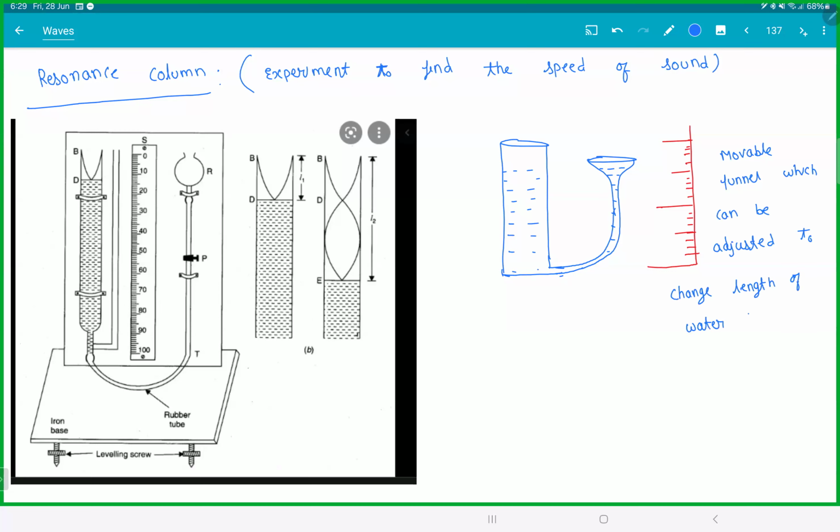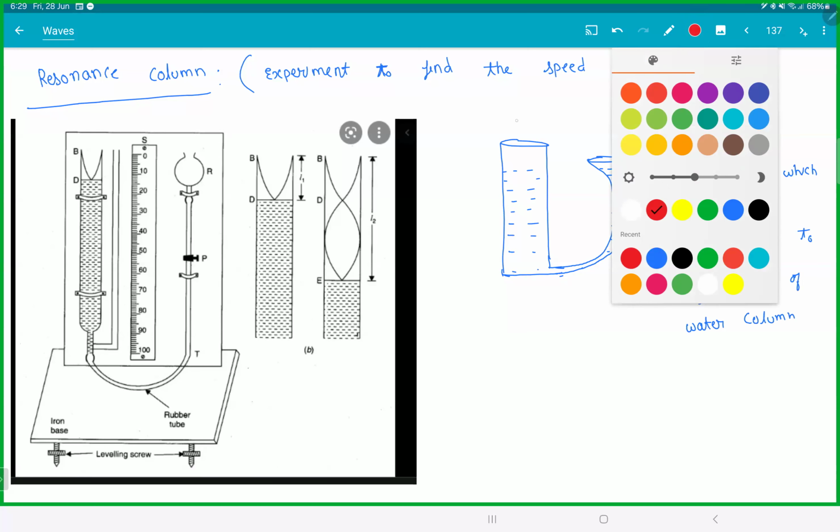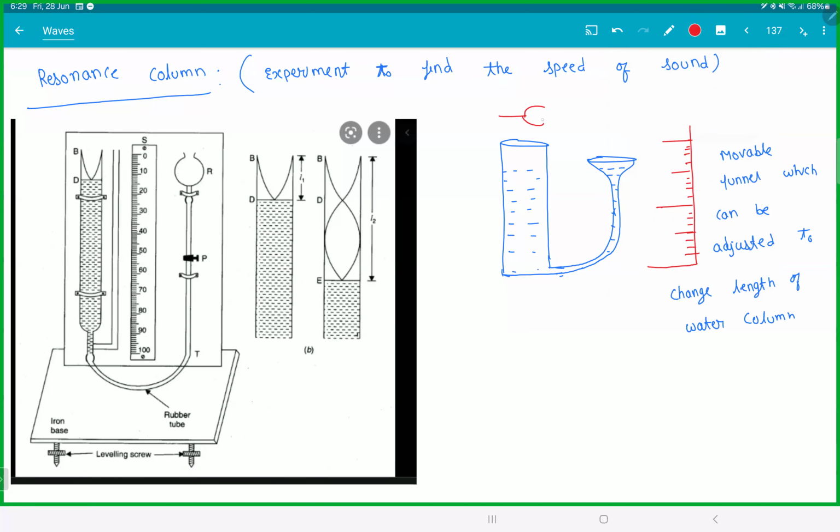On the left-hand side, you can see the diagram is neater, but I'm just giving you a rough version. Now the idea here is, I'm going to take a tuning fork and produce sound. The sound will go down like this, hit the water, and get reflected back. So the top is behaving like an open end, and the water surface is behaving like a closed end. Basically, you created an open-closed pipe. By changing the water level, you're changing the length of the column.